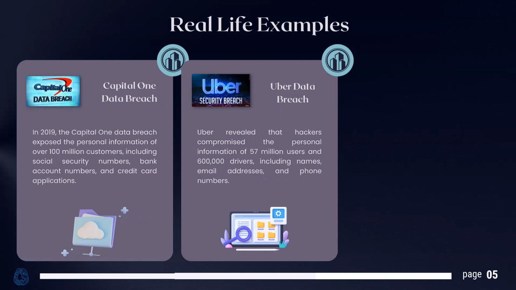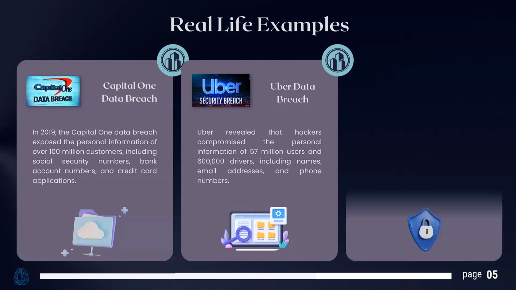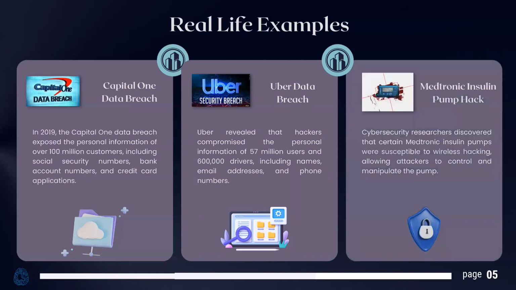This happened in 2019, and another breach occurred in 2023, where the admin panel of Uber was compromised by phishing one of their employees' accounts, compromising their whole country. But in a legal way, they got all the controls back in time. And then the last one is the Medtronic insulin pump hack. A cybersecurity researcher discovered that certain Medtronic insulin pumps were susceptible to wireless hacking, allowing attackers to control and manipulate the pump. So these are three real-life examples of broken access control.